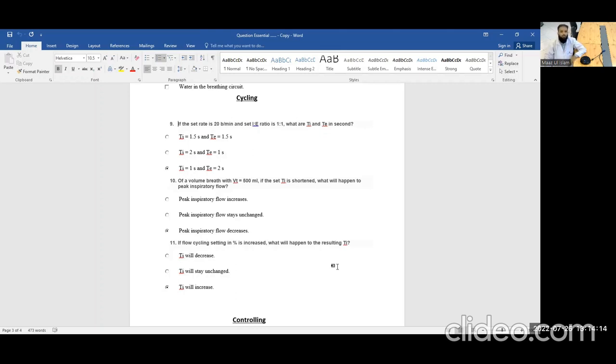Question number 10. In a volume breath with VT 500 ml, if TI is shortened, what will happen to peak inspiratory flow? Peak inspiratory flow increases. Peak inspiratory flow stays unchanged. Peak inspiratory flow decreases. So the answer is option number 1, peak inspiratory flow increases.